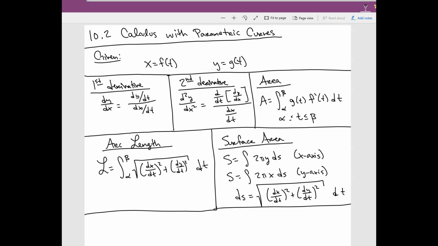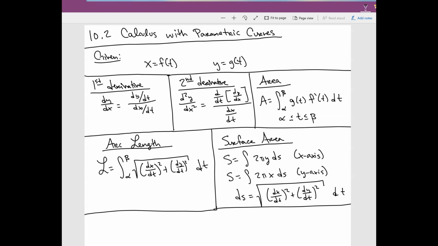This is chapter 10.2, Calculus with Parametric Curves. So if you want, go ahead and pause this video and write down all of these formulas. These formulas are going to be given to you on an exam, so you don't have to memorize them.